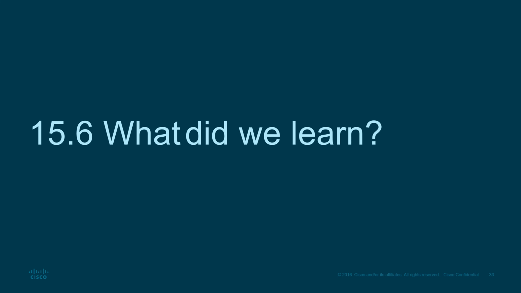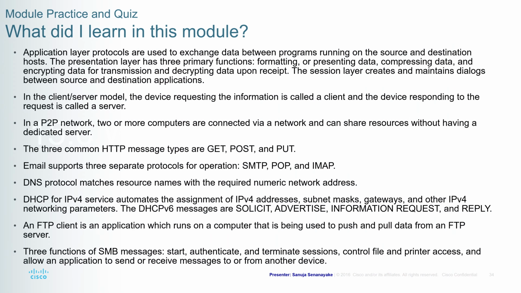And that would bring us to the end of this lecture, and I will go over a summary of what we have covered. In this module, we learned application layer protocols are used to exchange data between programs running on the source and destination host. The presentation layer has 3 primary functions: formatting or presenting data, compressing data, and encrypting data for transmission and decrypting data upon receipt.